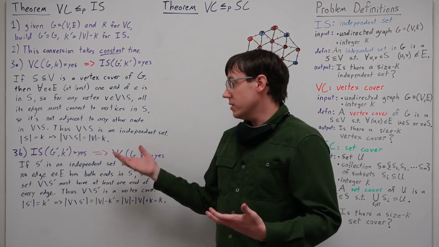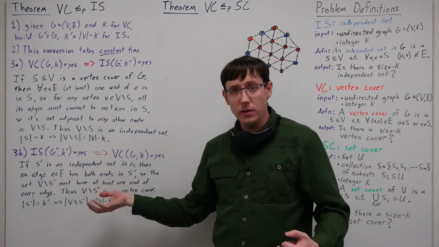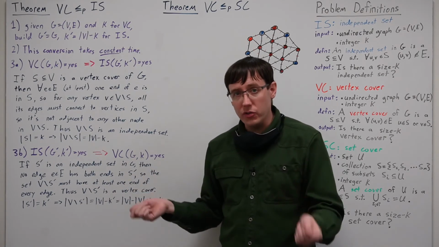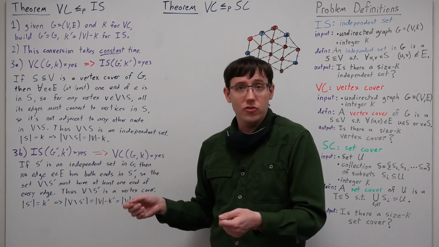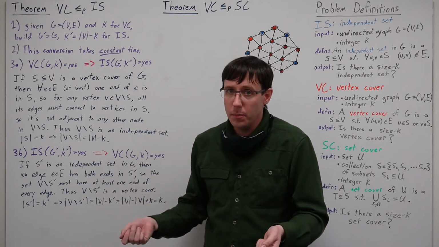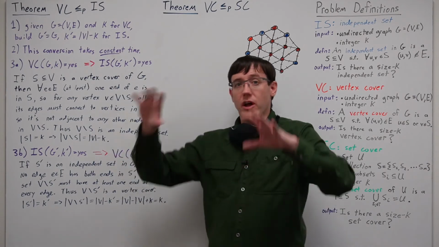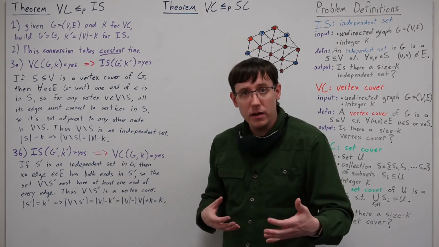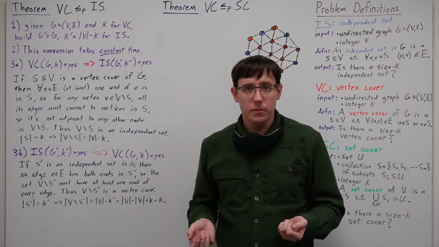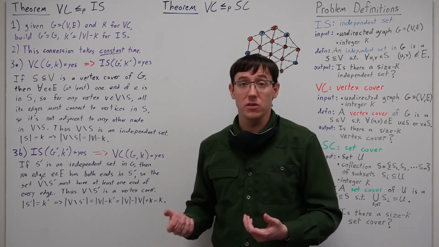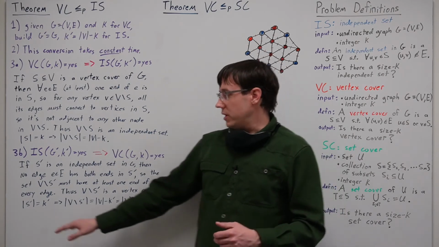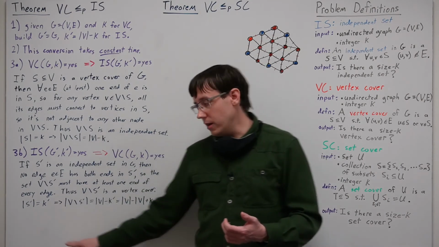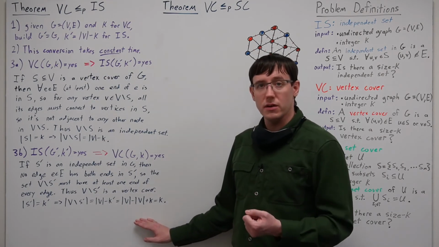So if we have a size k prime independent set, then we know that none of the vertices in the independent set are adjacent, so there cannot be any edge that has both ends in S prime, which means that if we take all of the vertices that are not in S prime, every edge must have at least one end in that set of vertices. So V minus S prime is a vertex cover, and if the size of the independent set was k prime, then the size of the vertex cover is k.